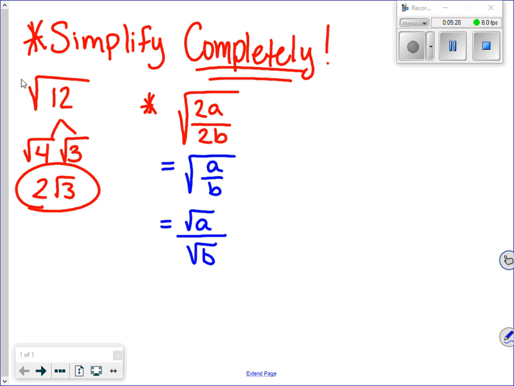Okay, so if they don't simplify, then you can separate them and take the square root of each one separately and try to reduce it. If B will not completely simplify, it's not a perfect square, it won't turn out to be something like 2 or 3, it stays the square root of 2 or the square root of 3. You are not allowed to have a square root in the denominator.